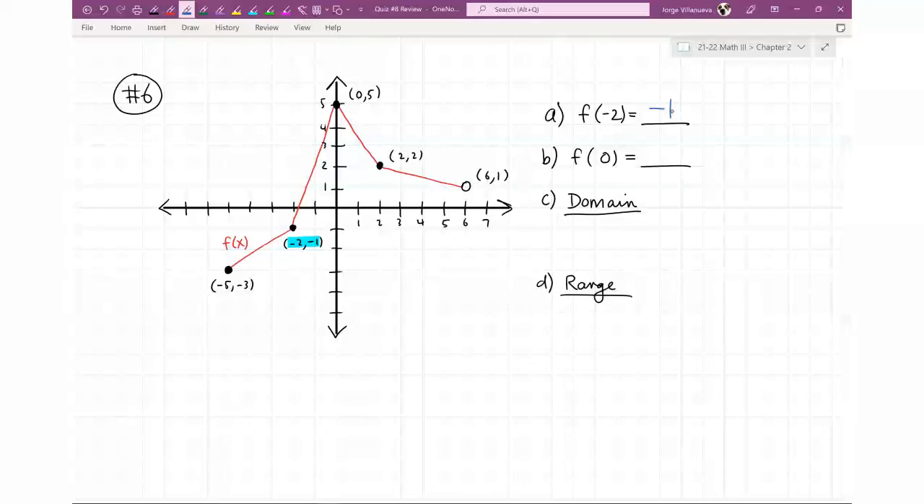What about f of 0? 5, yeah, because f of 0 is up here. So f of 0 is right there. So the y value for it is 5.